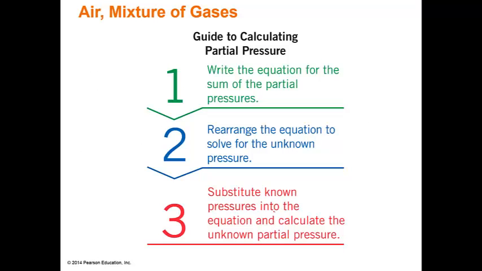So, guide to calculating partial pressure. Write the equation for the sum of the partial pressures. Rearrange the equation to solve for the unknown pressure. Substitute the known pressures into the equation, and calculate the unknown pressures. Organize, rearrange the formula, and plug and chug. So whenever you think substitute, I want you to think plug and chug.